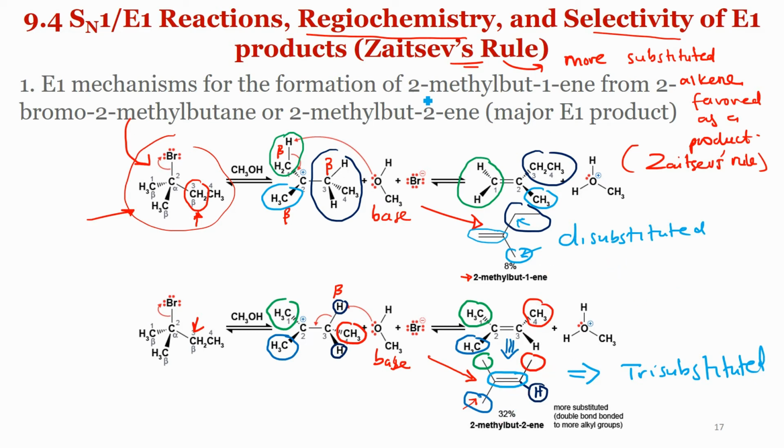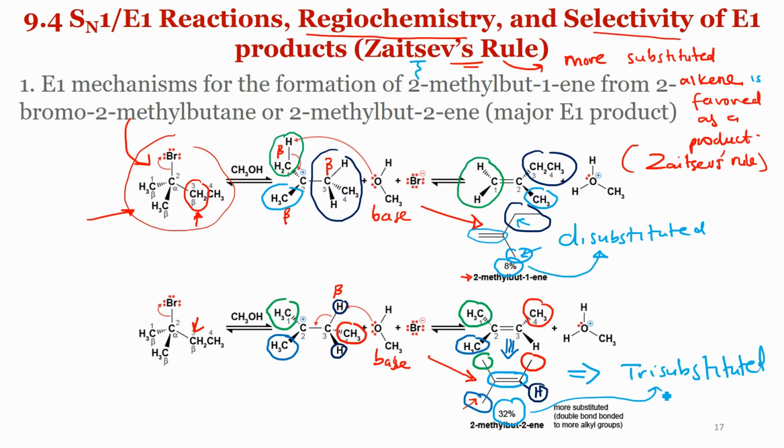So by Zaitsev's rule, which states that the more substituted alkene is favored as a product. So to paraphrase it, I just put it in simple words. Based on that, we know that this one will be the major out of the alkene products. So you get 32% of the trisubstituted and 8% of the disubstituted.